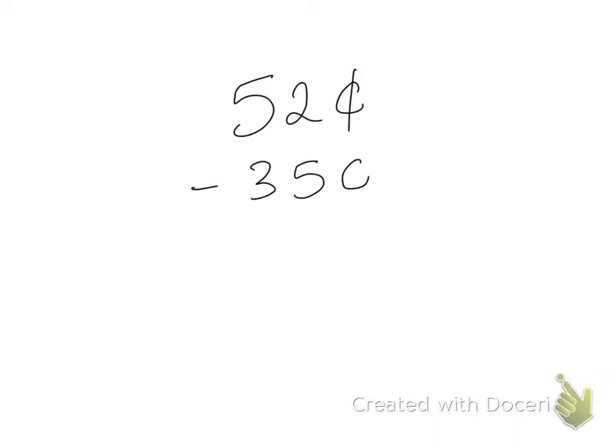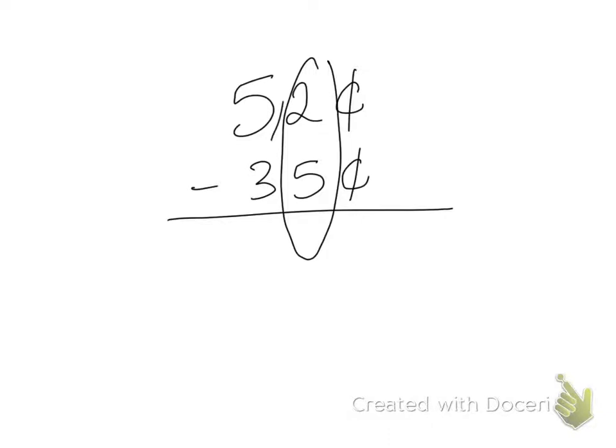So I'm going to show you how to do that without using dimes and pennies. So I have 52 cents minus 35 cents. This problem tells us that we have 52 and we're taking away 35 cents. Make sure the pennies are lined up in the pennies column and the dimes are lined up in the dimes column.